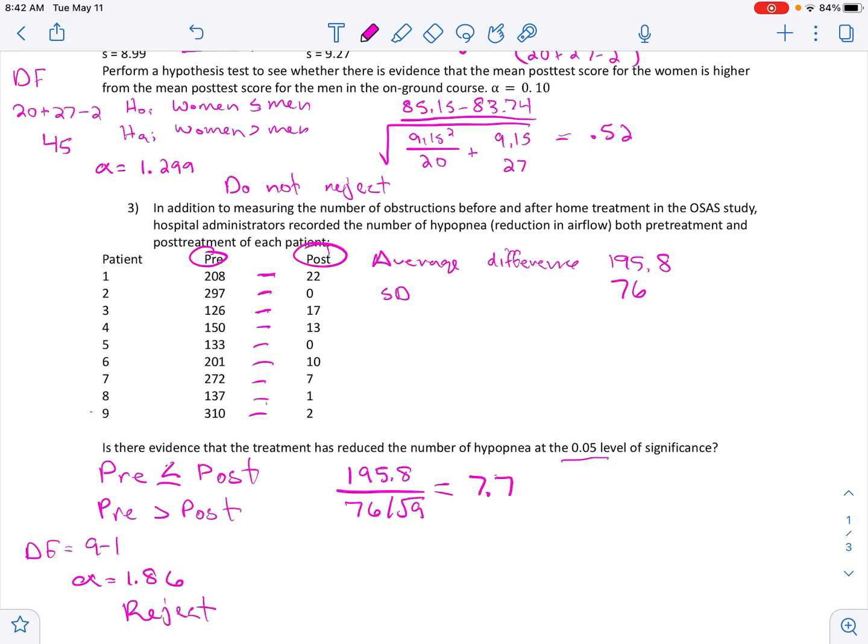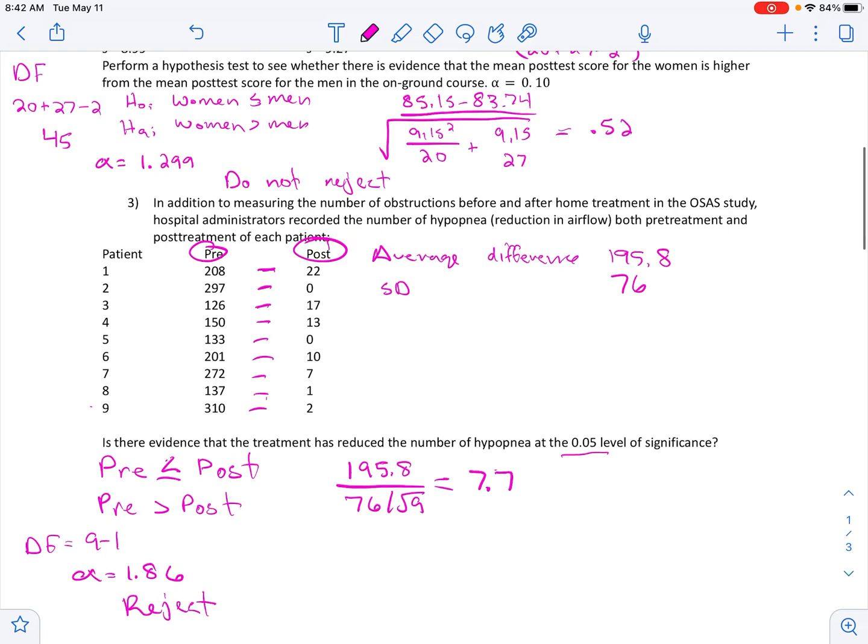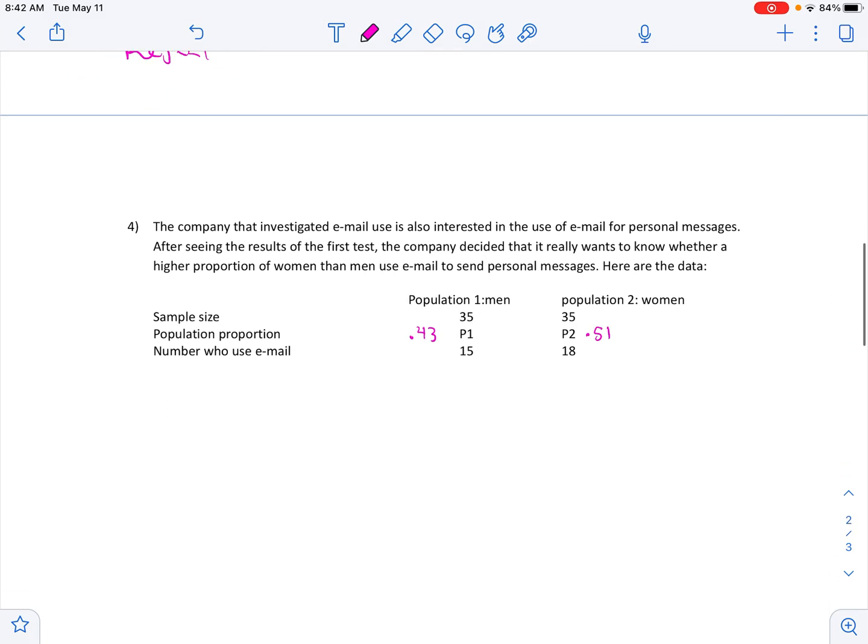So, is there evidence that the treatment has reduced the number? Yes, there is evidence that it reduces it. Again, I'm not writing it down. You do need to write it down. I'm trying to shorten it up a little bit.